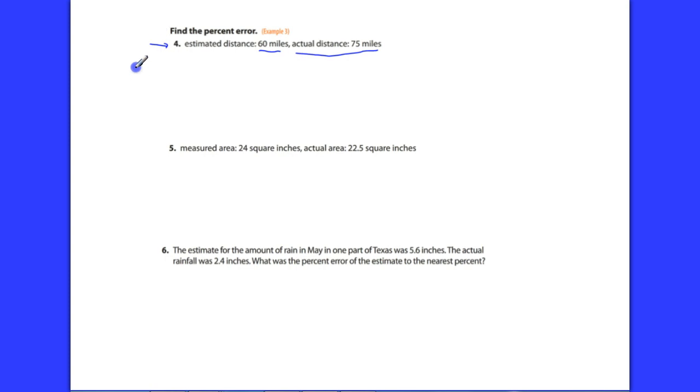So to find the percent of error, there's two things that you need to know. How much did you miss it by? So you have to calculate the error. It's just like the change from the previous questions in the other video. So you subtract. You need to find the error. How much was your error? Well, you missed it by 15 because 75 minus 60 is 15.